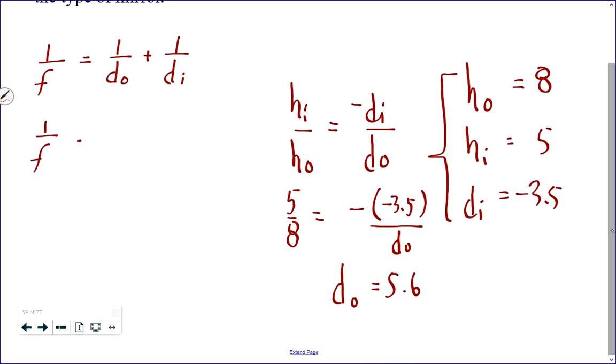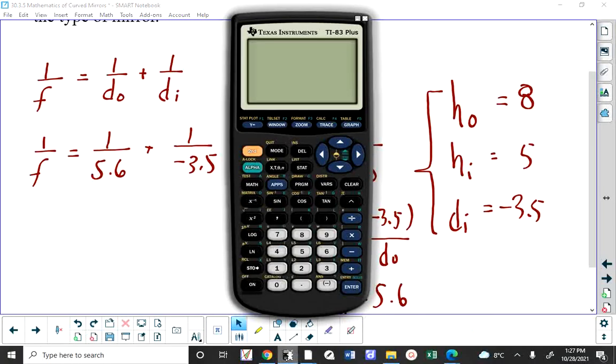1 over f equals 1 over do, 5.6, plus 1 over di, which is negative 3.5. Again, you just enter this as it appears in your calculator, no brackets or anything. We had better get a negative focal length, because we know it's a convex mirror because the virtual image is smaller. Can't do that one in my head, so I'll just do 1 divided by 5.6 plus 1 divided by negative 3.5. It's going to be around 10.